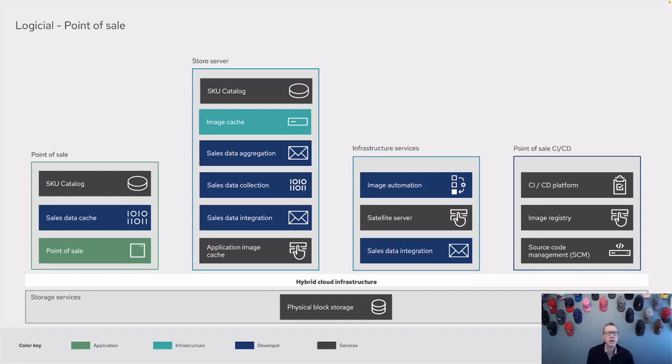Here's a logical diagram where we see on the left side the point of sales, the store server in the middle with the various aspects and elements involved there to make sure we're aggregating our sales data, collecting all that, and keeping our catalog up to date. And then we have the infrastructure services that have to do with the developers on the back end through the point of sale continuous integration and deployment platform, where they're developing their images, their apps, and pushing that out through the satellite server there.